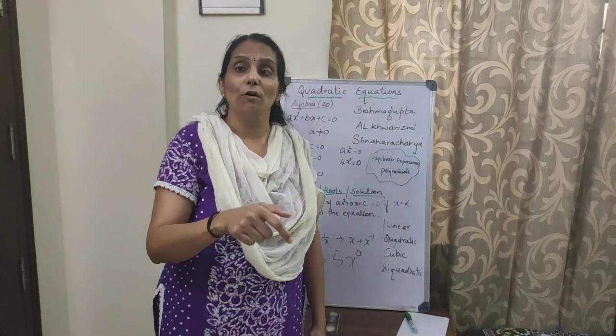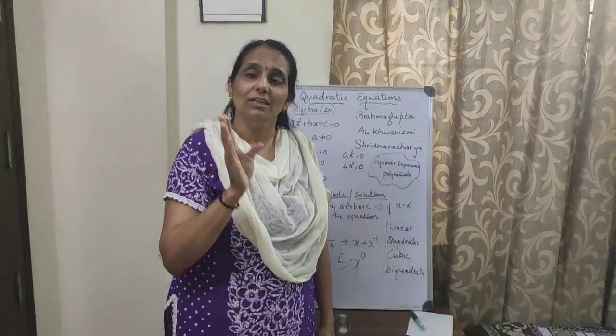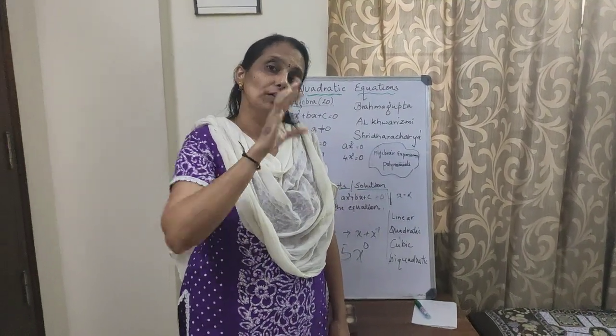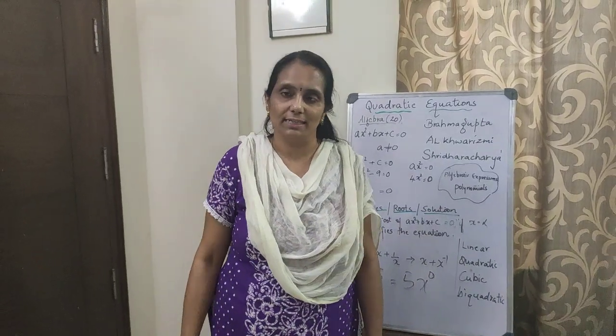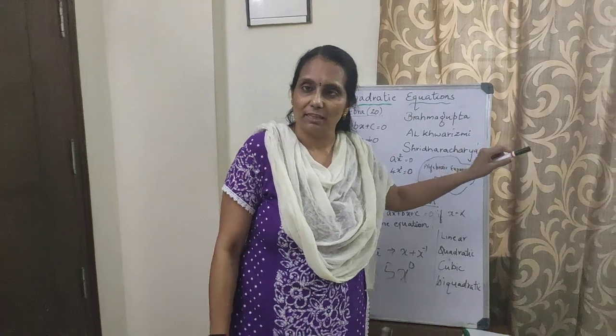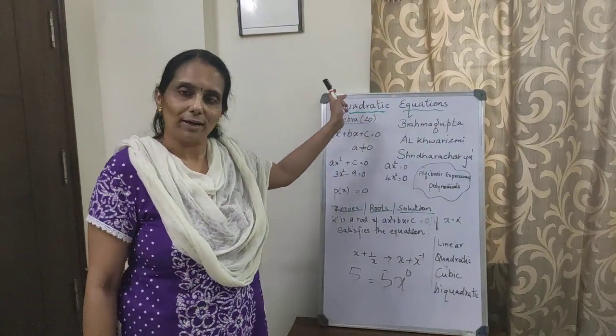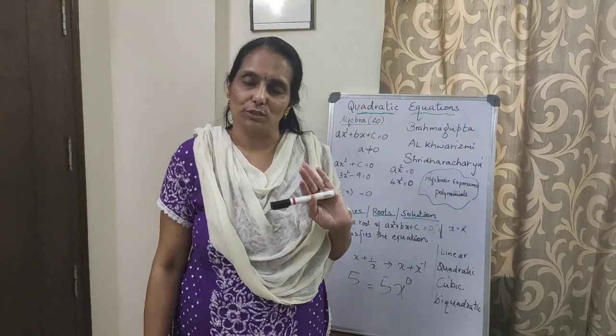Okay. And this quadratic formula is used all over now to solve a quadratic equation. He used the idea of completing the squares. What is this completing the squares? You will learn in the later part of the lesson. So these are the three main mathematicians associated with quadratic equations. So let me get back. So we know what a quadratic equation is.